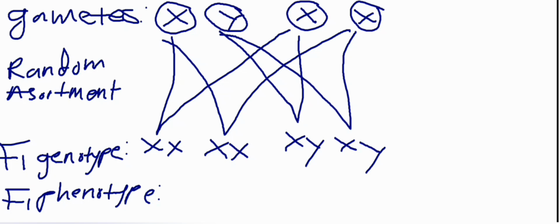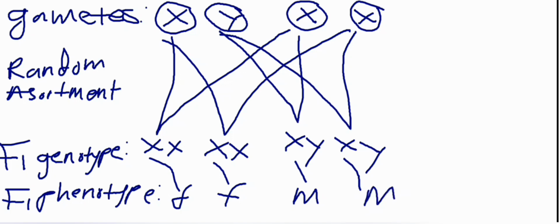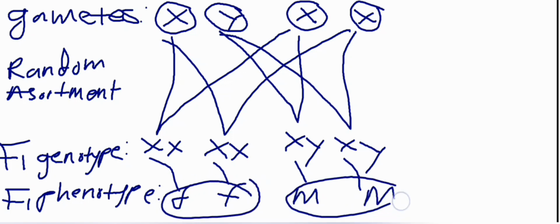So now as you can see here we are having XX, which means this one is going to be a female. And this one is XX, which means even this one is going to be a female. Then here we are having XY, which means this one is going to be a male. XY, this one is also going to be a male. So now as you can see, here we are having two females and two males.